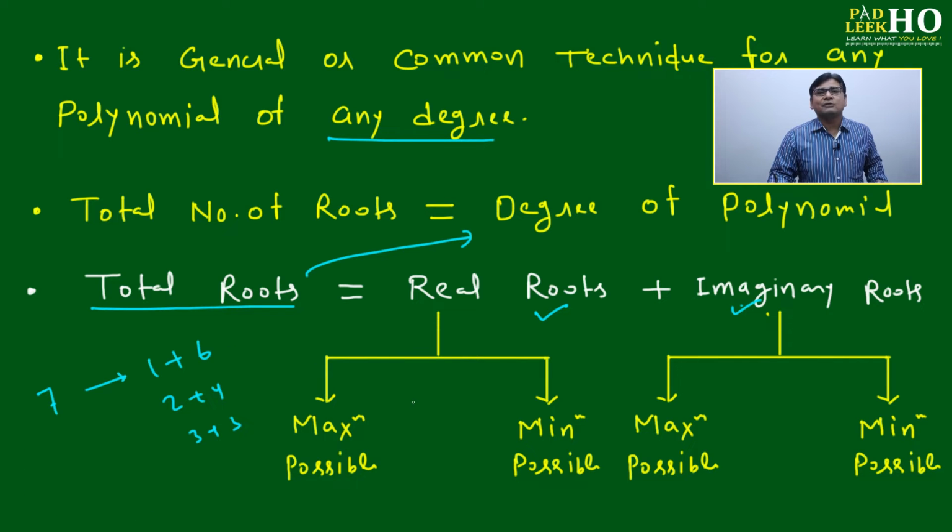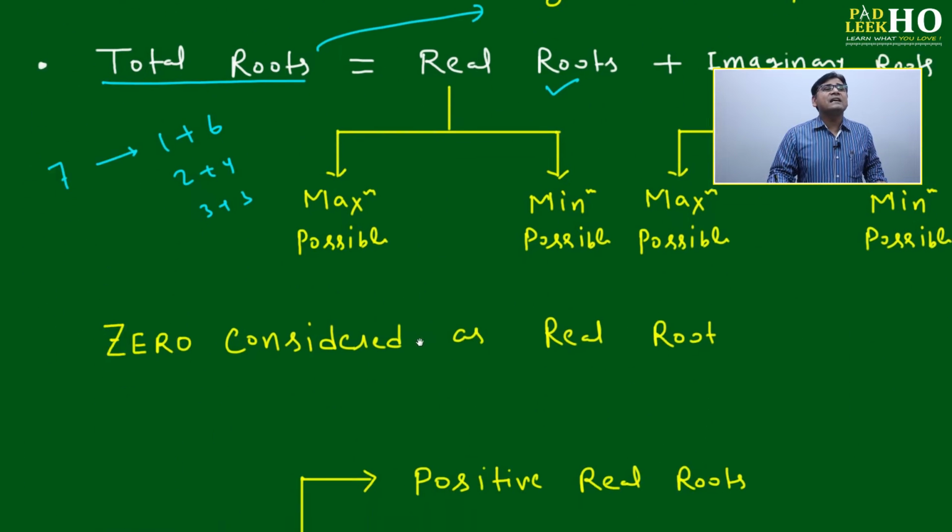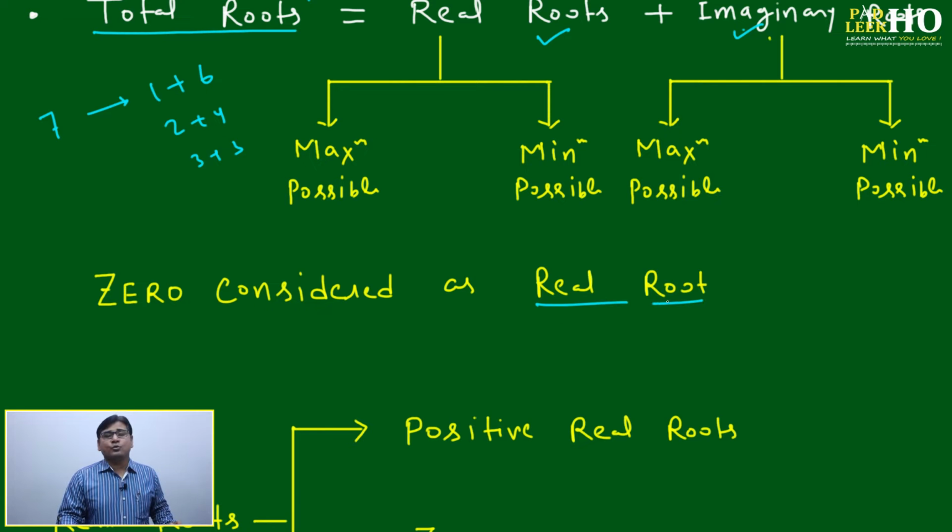Then we will try to understand what the constraints are. One of the constraints is that 0 also you have to consider as a real root. Means 0 is a part of the solution or not, that you have to check.